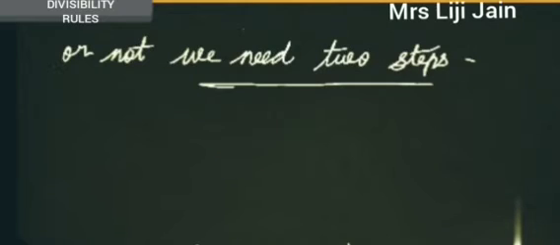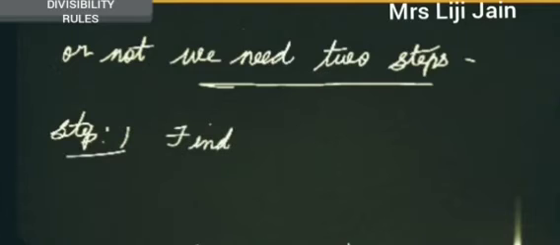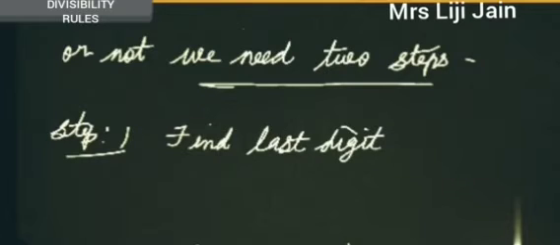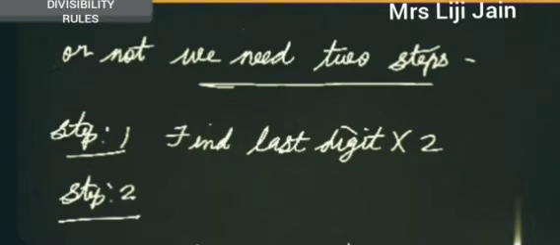Step 1 is to find the last digit into 2. And step 2: now we got one product, isn't it? Subtract this product from the rest of the digits.